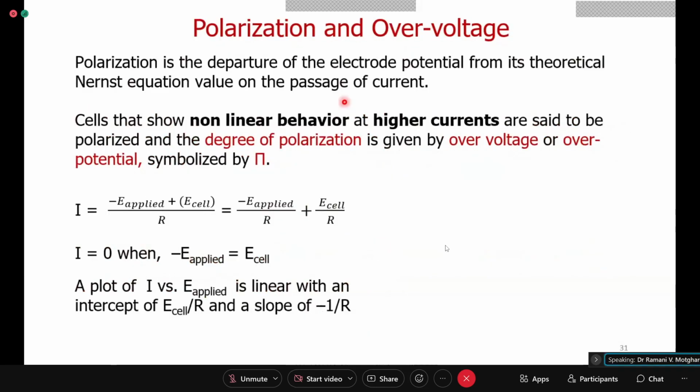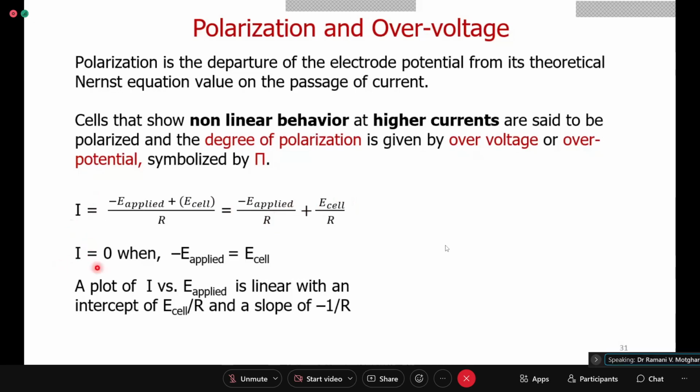So what is polarization? Now, polarization and over voltage. Due to polarization of electrode, there is an over voltage. Polarization is the departure of electrode potential from its theoretical Nernst equation value on the passage of current. Cells that show non-linear behavior at higher current are said to be polarized, and the degree of polarization is given by over voltage or over potential, symbolized by a pi-like symbol. I is equal to E applied plus E cell by R, where minus E applied by R plus E cell by R is the current.